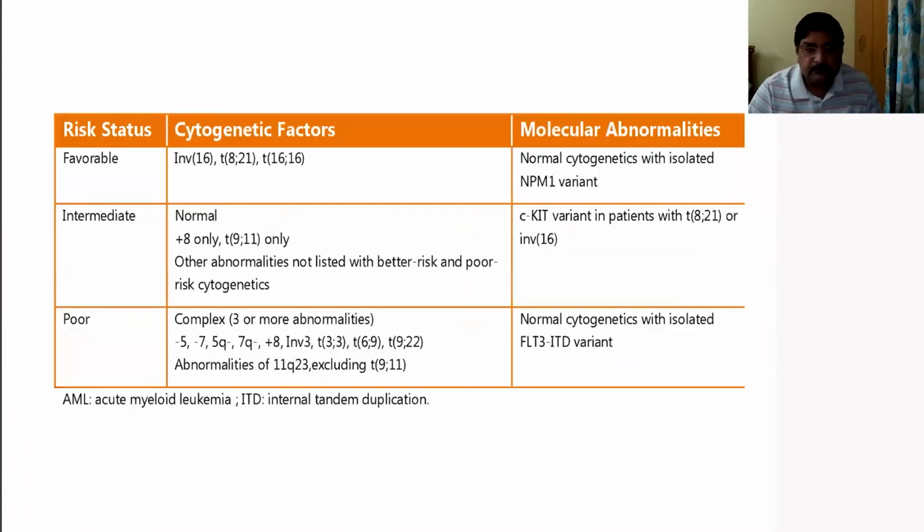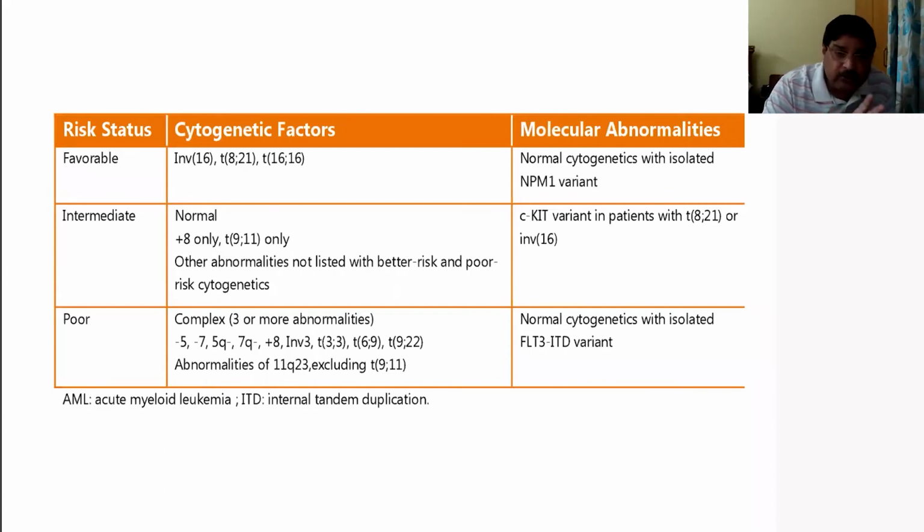Next. So this is the table which will tell you the risk status: favorable, intermediate, and poor. Cytogenetic factors and molecular abnormalities. In AML, if you have inversion 16, if you have t(8;21), or you have chromosome 16 abnormality by t(16;16) translocation, they're all favorable. These are all core binding factor leukemias. Similarly, you have poor risk stratified AML, where you'll have complex cytogenetics, which is greater than or equal to 3 abnormalities. You have monosomy 5, monosomy 7, 5q minus, 7q minus.